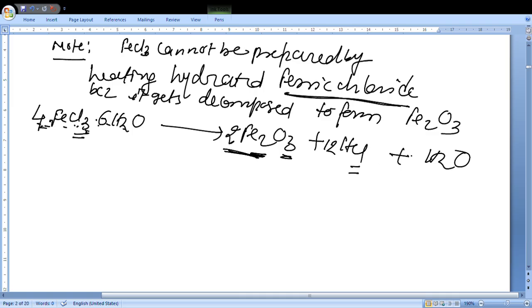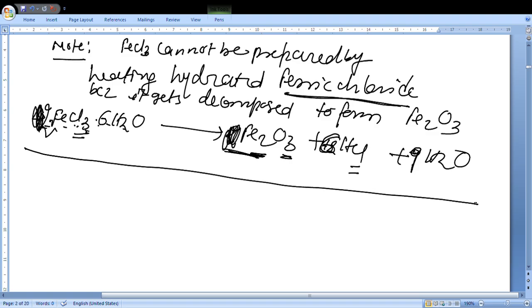You remove 6, so it is what? If we do not multiply here Fe2O3, so here 2, we just leave it. 2 times 3 is 6, and here 9 water molecules will be formed. So 2 FeCl3.6H2O gives rise to Fe2O3 plus 6HCl plus 9 water molecules. So that's why hydrated ferric chloride cannot give ferric chloride on heating. It will get decomposed to form Fe2O3.